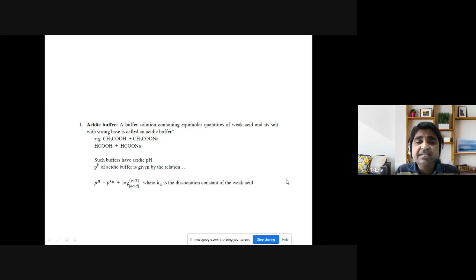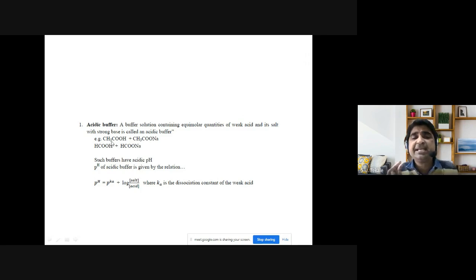Say, if we consider equimolar quantities of a weak acid, let us suppose acetic acid. If equimolar quantities of acetic acid are mixed with an equimolar amount of sodium acetate, then it will comprise this acidic buffer. Or if we take formic acid, a mixture of equimolar amounts of formic acid and sodium formate, that will constitute again an example of acidic buffer.